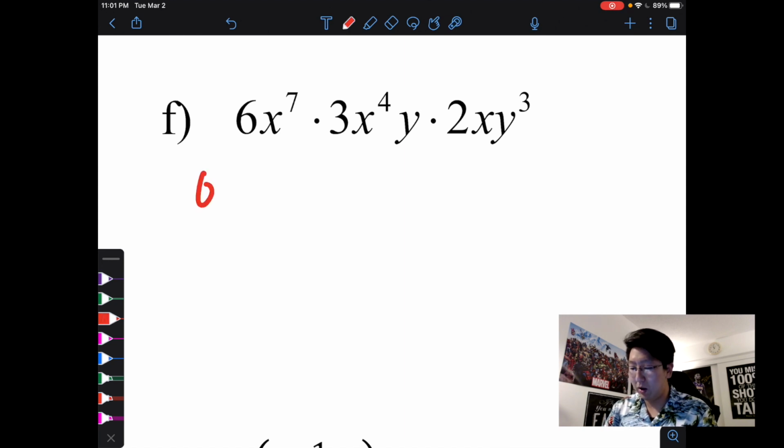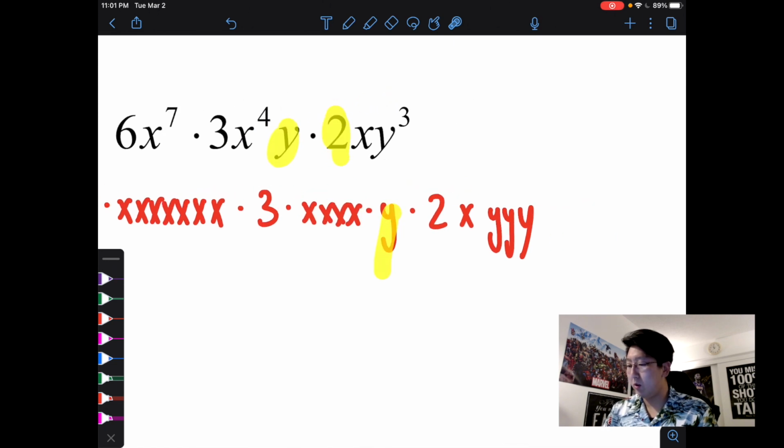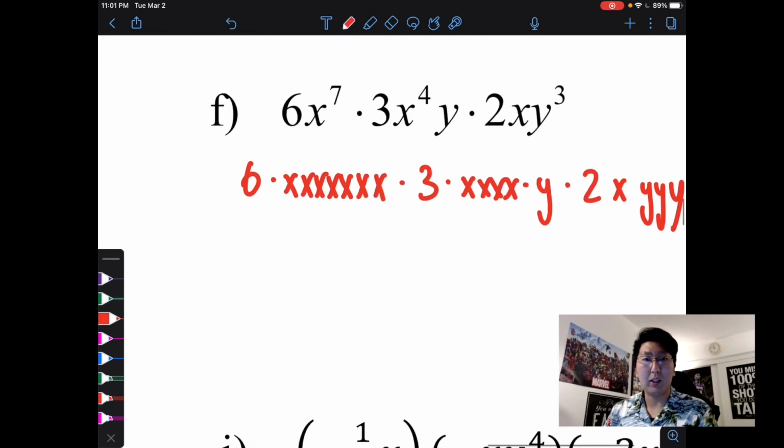First thing I'm going to do is I'm going to expand. So 6 times 1, 2, 3, 4, 5, 6, 7 times 3, 1, 2, 3, 4 times 2x 1, 2, 3. So 6 x to the 7th. There's 1, 2, 3, 4, 5, 6, 7 times 3 times x to the 4. So 1, 2, 3, 4 times y times 2 x y to the third. 1, 2, 3.